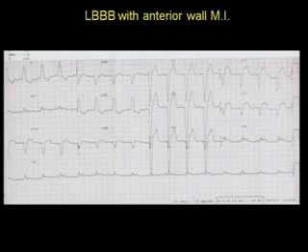Here also, there is another patient who has left bundle branch block, borderline left axis deviation, and concordant ST elevation. So with concordant ST elevation, clearly the diagnosis here is acute anterior wall myocardial infarction.